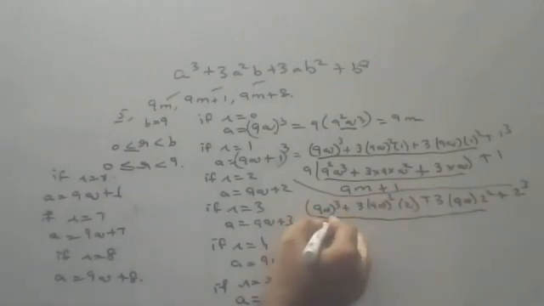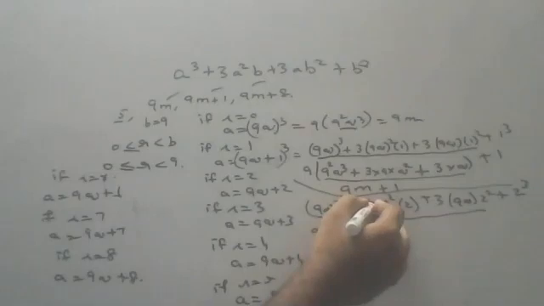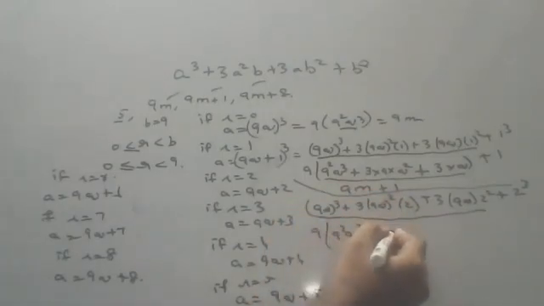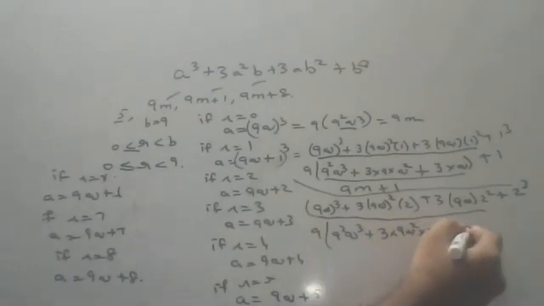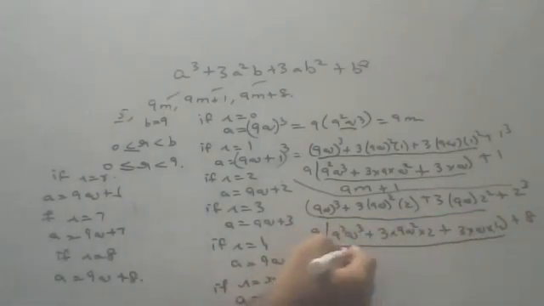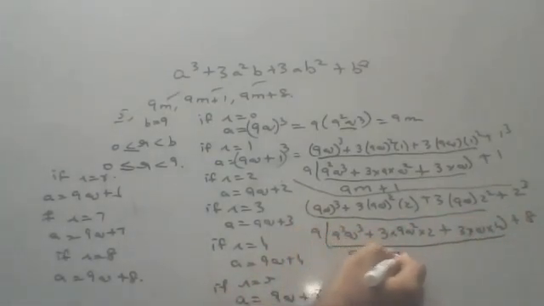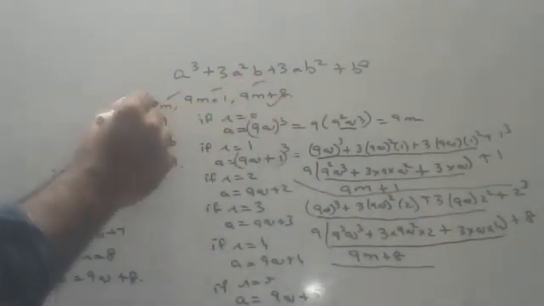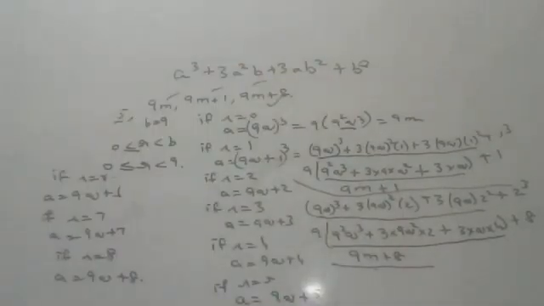If you take 9 common, what you'll get? 9 square cube plus 3, 1 out of 2 9s, 1 is outside, 3 into 9 into q square into 2 plus 3 into q into 4 plus 8. What is this? We'll write it as m, 9m plus 8. He asked you to prove 9m, 9m plus 1, 9m plus 8. In exam, up to here, if you do, it is enough, children.